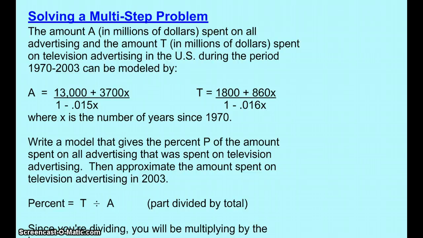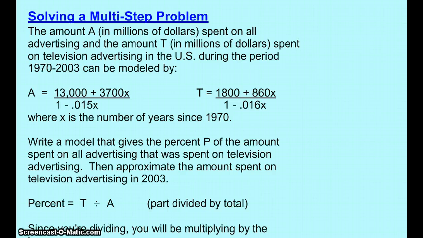The last thing in this section is using all this multiplication and division to solve a multi-step problem, a real-world problem. So what we're going to look at is the amount A in millions of dollars spent on all the advertising, and the amount T in millions of dollars spent on just television advertising in the United States during the period of 1970 to 2003. And what they did was they found out that could be modeled by these two equations. You see the A is the total amount of advertising, and the T is the amount of advertising just for television. And this only covers the years 1970 to 2003. So anything outside that time window, these equations will not apply.